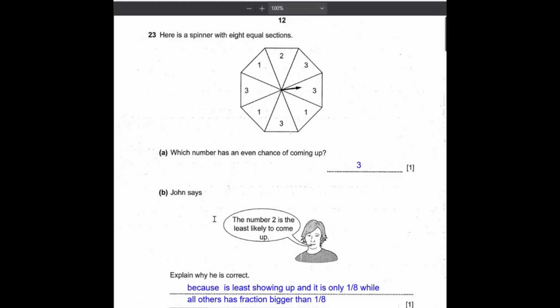Here is a spinner with 8 equal sections. They say which number has an even chance of coming up. Even chance, it must be what? It must be exactly half of the options. If you look at 1, 1 happened 3 times. If you look at 2, 2 happened 1 time. If you look at the 3, 3 happened 4 times. And all the options are 8. So 4 is half of 8. So 3 will be even chance, because even chance means half or 50%.